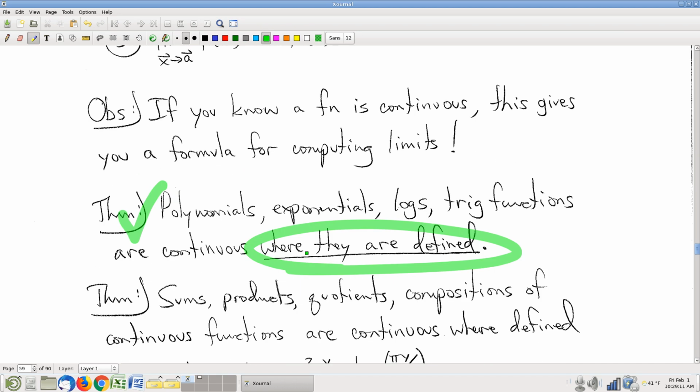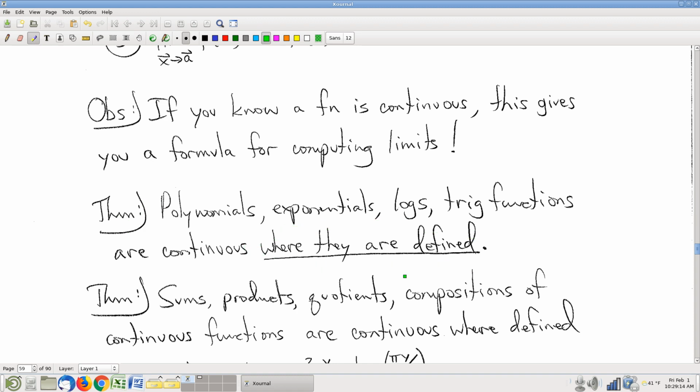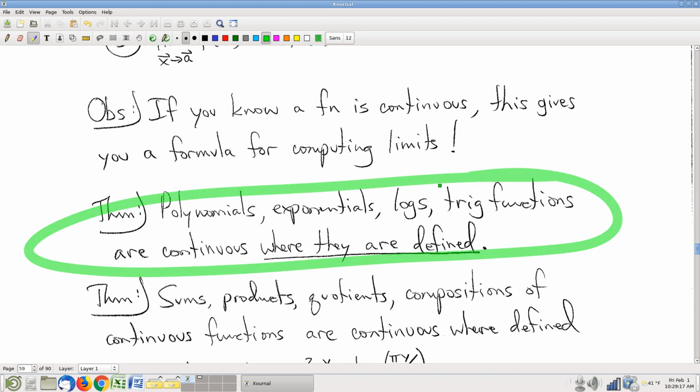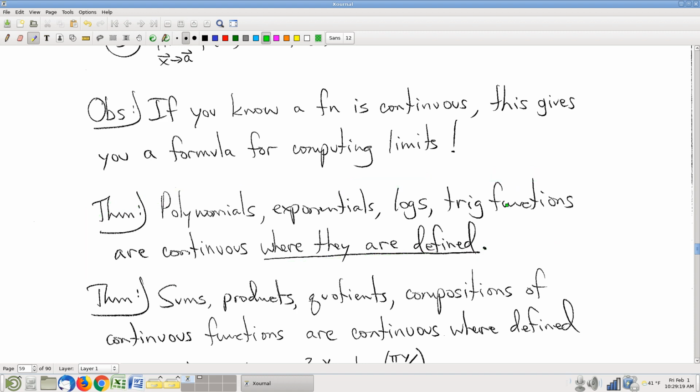Okay. Now, here's where the news gets even better. Not only is this long list of functions continuous where they're defined, but so are sums of those functions. So, for example, if you have a polynomial plus an exponential, that function is not a polynomial. And it's also not an exponential, and so it doesn't really fit the above form, right? But so there's value. You get an additional long list of functions by knowing that sums of continuous functions are continuous. Furthermore, products, quotients, compositions are continuous where they are defined.